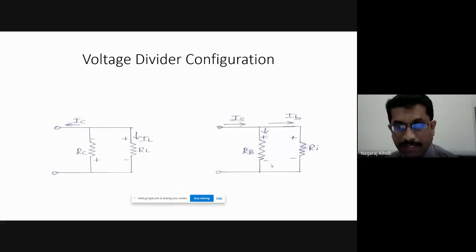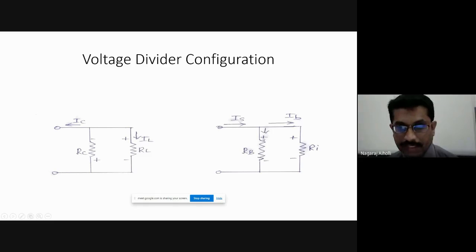That is negative to positive. Here it is negative to positive. I'll go in the clockwise direction. It is an increase in energy. It is IS minus IB into RB. Then positive to negative, minus IB RI is equal to 0.